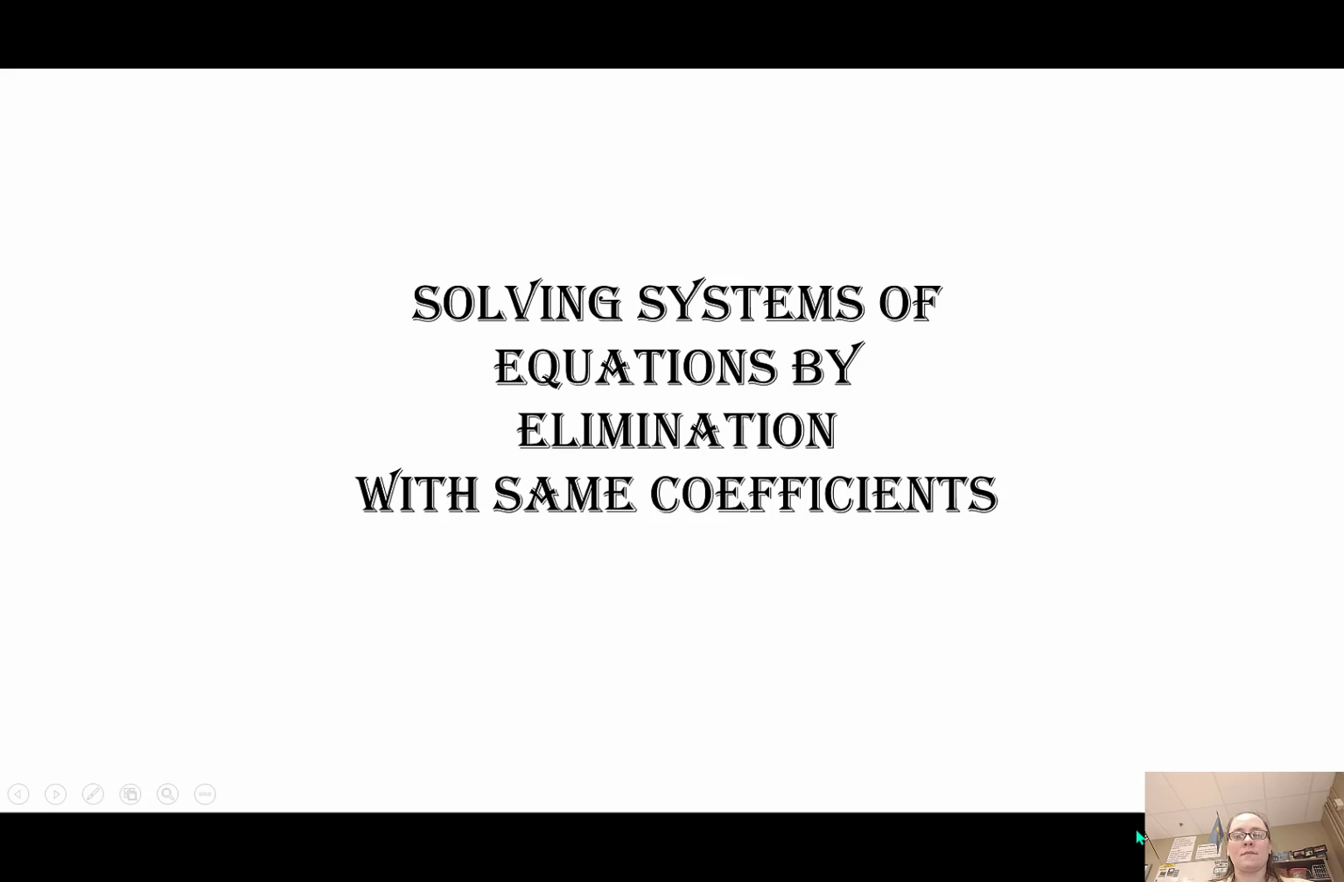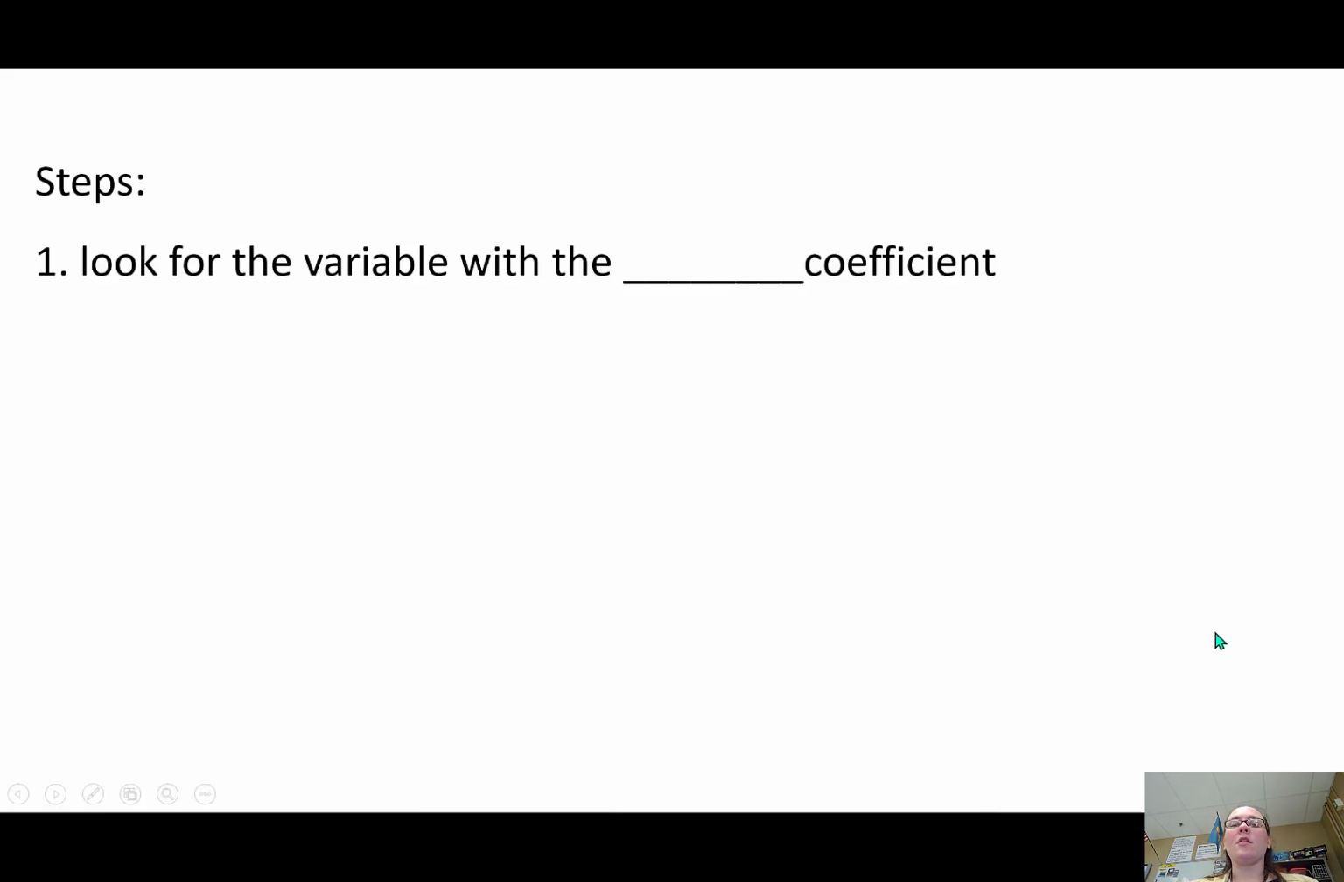All right, today we're going to solve systems of equations by elimination. Now this is our final method for solving systems of equations. All right, so we have some steps. First thing we want to look for is the variable with the same coefficient, if possible. It may not always happen, but that's what we want to look for first.